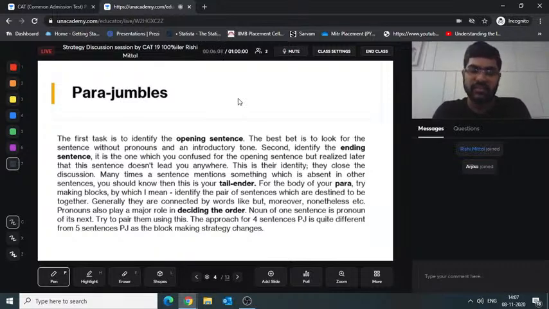Similarly, in the 5 sentence one, you can make blocks. One will be with the opening sentence, one sentence will go with the closing sentence, and one might just hang. Your task there will be to identify whether that hanging statement goes in the middle, in the start, or in the end. Because sometimes you might falter in identifying the opening and the ending sentences.